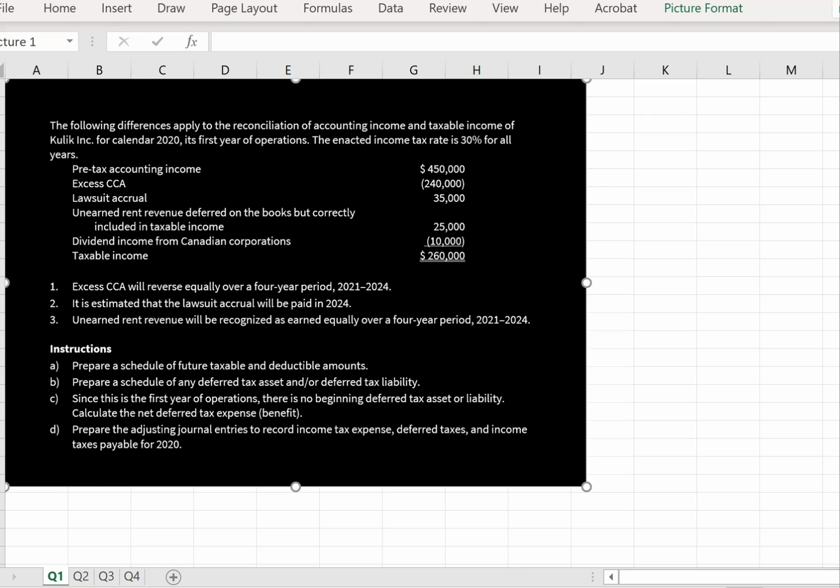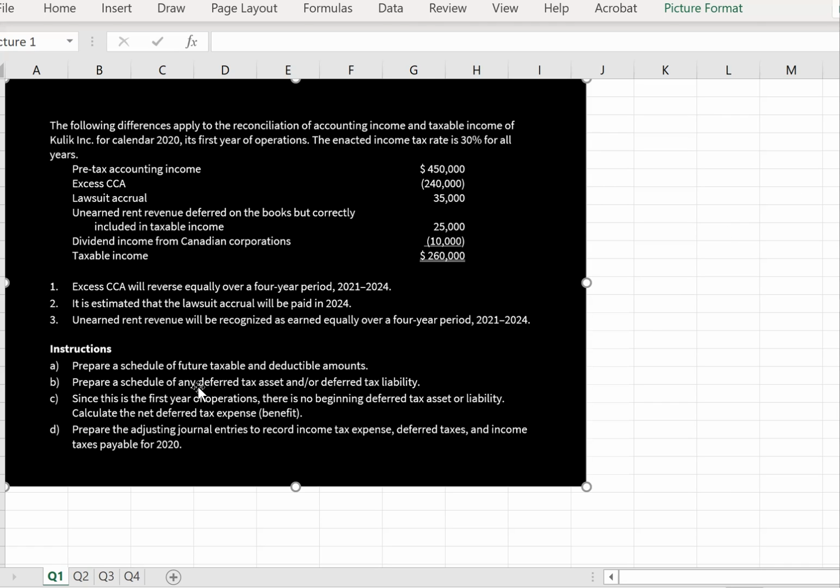It is estimated that the lawsuit accrual will be paid in 2024. So we have a lawsuit accrual that we're adding back to our taxable income, because we would have reduced it from accounting income, but now we're adding it back because it hasn't been paid, and we're told that it will be paid in 2024. And unearned rent revenue will be recognized as earned equally over a 4-year period. That's all the information that we're given in the question.